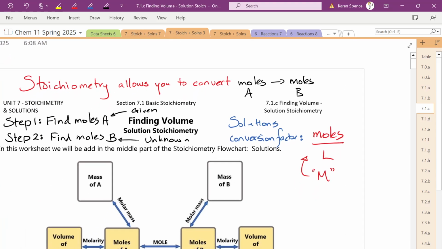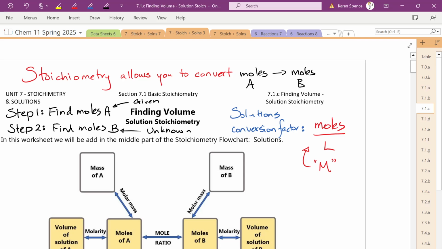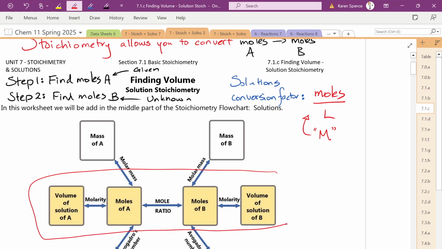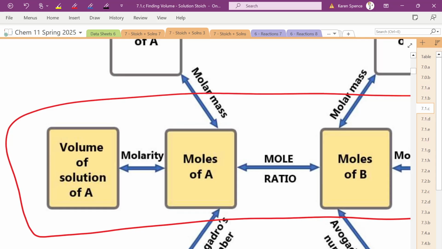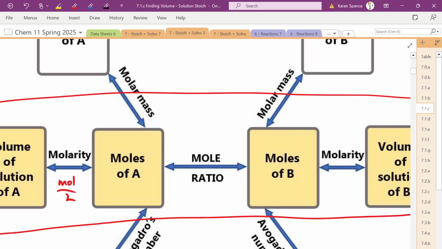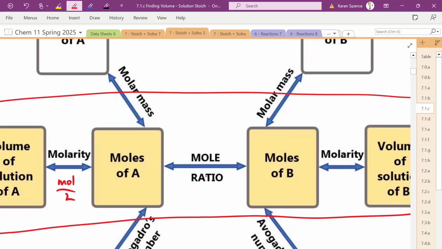So today, in our little chart here, we're going to be focusing on the middle section. So we'll be going from the volume of solution A to the moles of A, and we will use molarity to do that conversion. That'll be your moles per liter. And then, of course, to go from moles of A to moles of B, we use the mole ratio, which is the moles of A over the moles of B, or B over A. Where do we get those numbers from? That's from the coefficients in the reaction. I don't have room to write the balanced reaction, but that should pretty much go without saying that if you're going to be doing this, your reaction must be balanced.